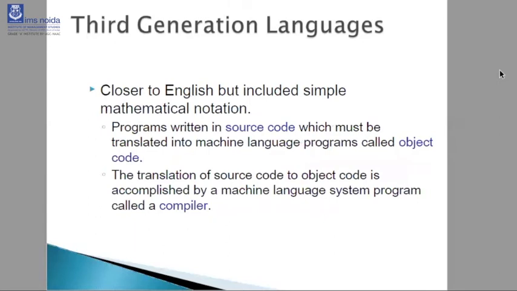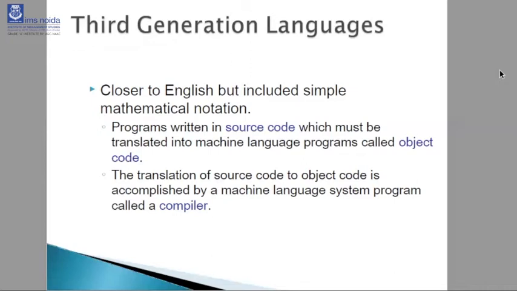Next is the third generation language. It is a high level language. The third generation programming languages were designed to overcome the various limitations of the first and second generation programming languages. The languages of the third and later generations are considered high level languages because they enable the programmer to concentrate only on the logic of the program without considering the internal architecture of the computer system. Programs written in source code must be translated into machine language programs, which is called object code. So there is no computer architecture involvement, right?